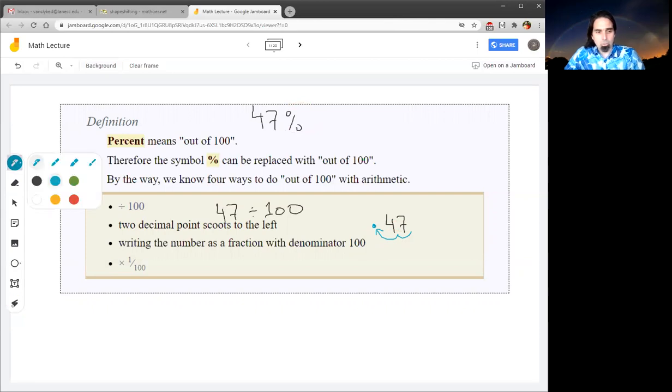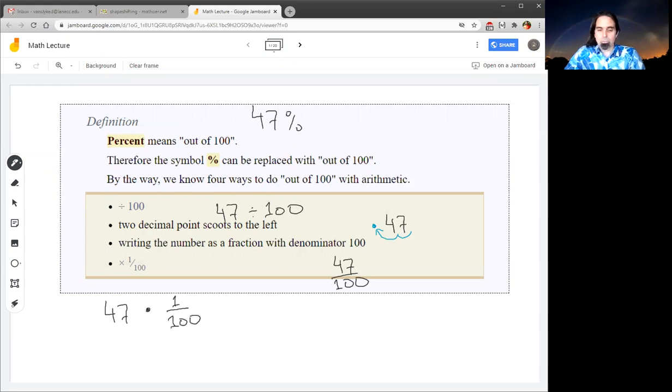A third thing we could do is take 47% and say out of 100 is the same as 47 over 100, writing it as a fraction with the denominator of 100. And then we could take 47% and say out of 100 is the same as times 1 over 100. So we could write it 47 times 1 over 100.